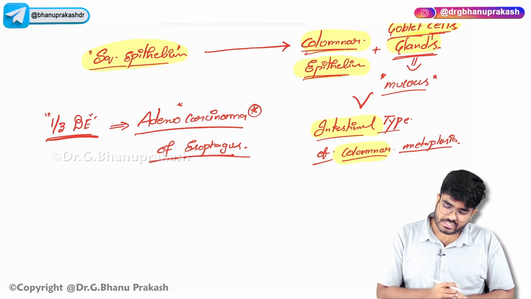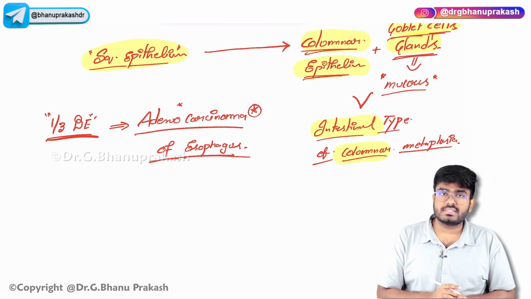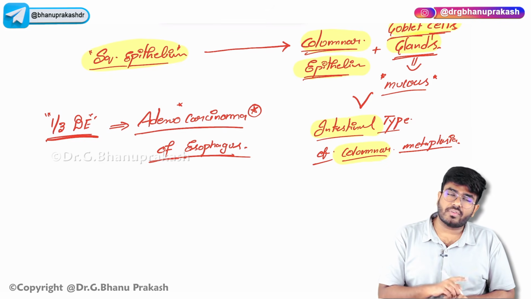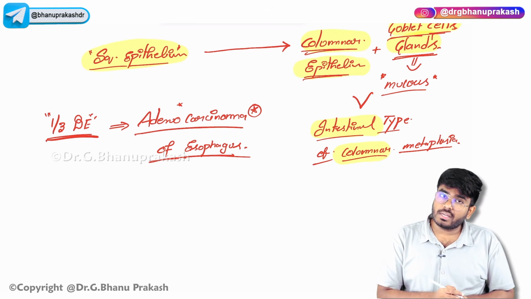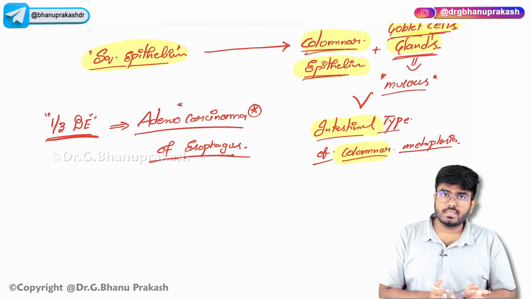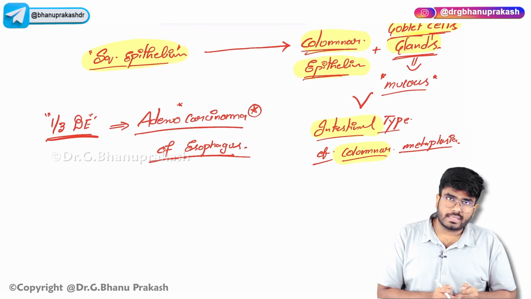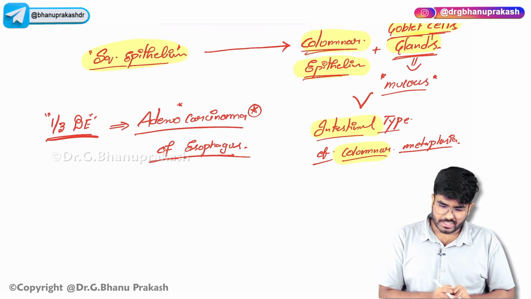What is the precancerous stage for adenocarcinoma? It's Barrett's esophagus. What type of metaplasia is seen in Barrett's esophagus? Intestinal type of columnar metaplasia. Metaplasia is because of what? Vitamin A deficiency can cause it. Stem cell reprogramming is the mechanism underlying the metaplasia.